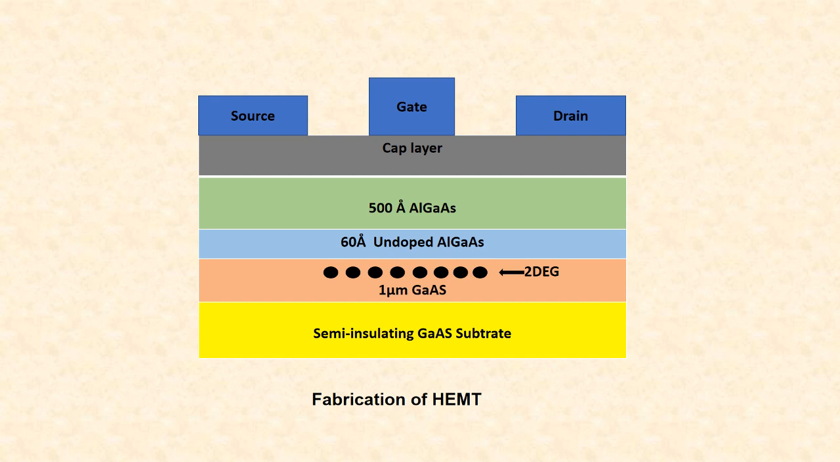Above this layer, a doped layer of aluminum gallium arsenide of about 500 angstroms thick is set down. Then gate, source and drain terminals are made. Initially, when they manufactured HEMT, they were in the form of discrete transistors. But nowadays, they are manufacturing HEMT in the form of integrated chips. Monolithic microwave integrated circuit or MMIC found applications in radio frequency design application.